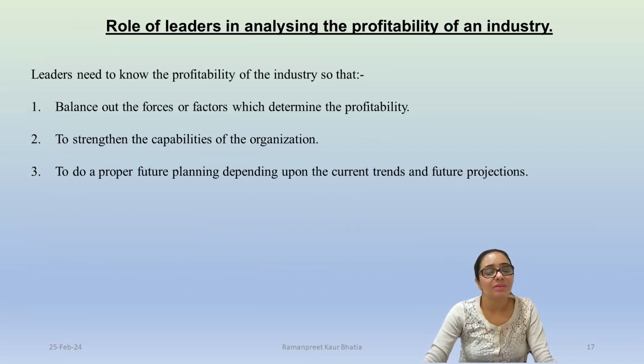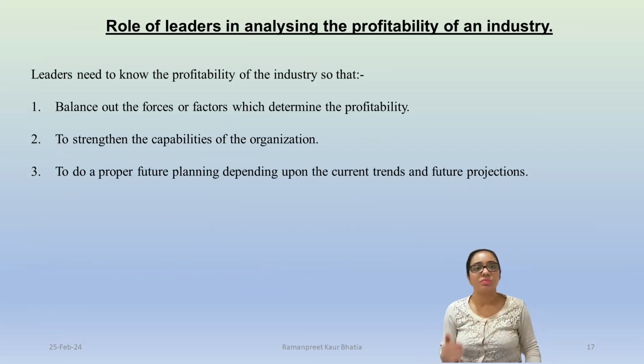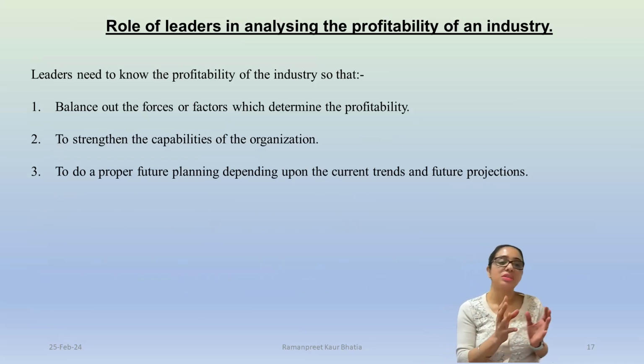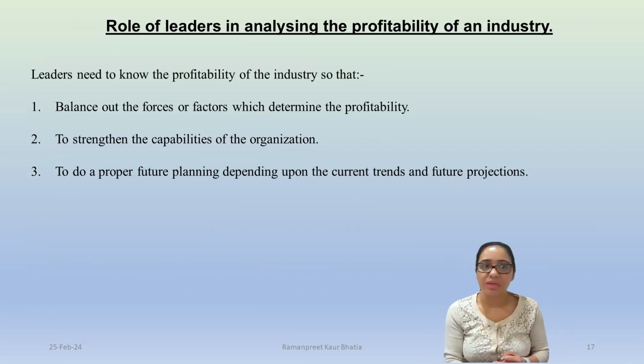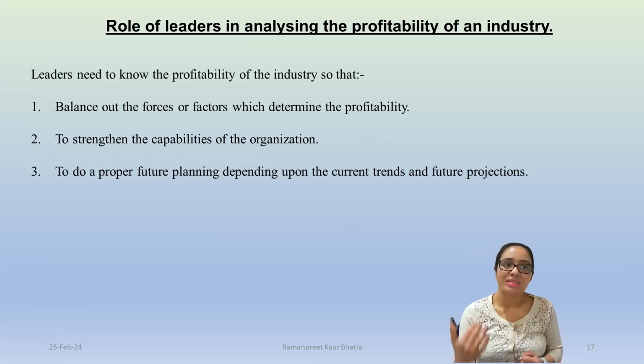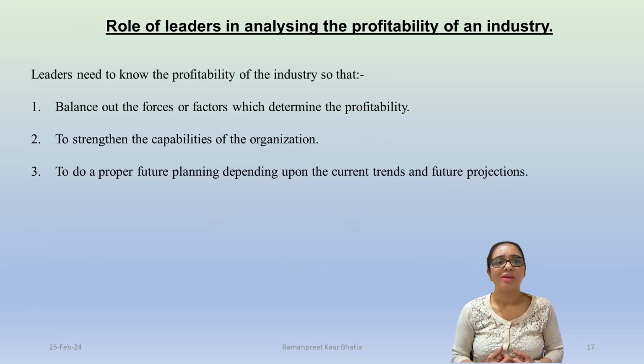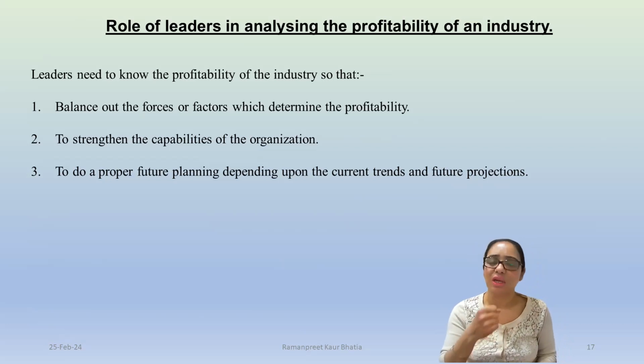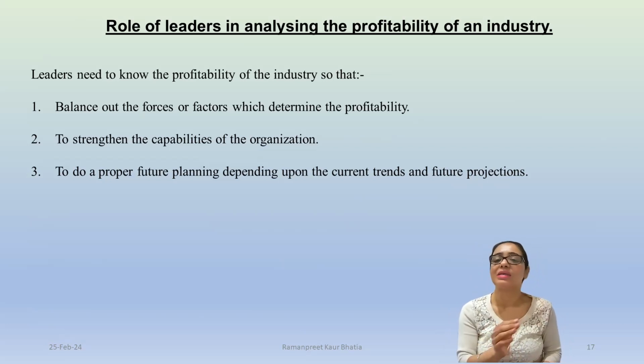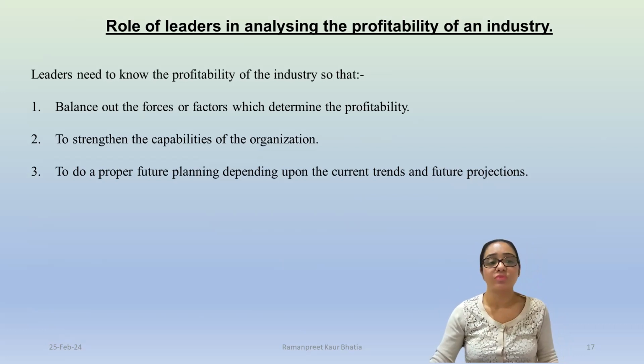And the last part that we have to do now is the role of leaders in analyzing the profitability of the industry. Why do we need to do this analysis? To balance out the forces which determine the profitability. If we know the relative importance of each factor, we can try and adjust that factor to strengthen the capabilities of the organization and to do proper future planning. So it is for these reasons that we as leaders should analyze these 5 forces which were given by Porter.